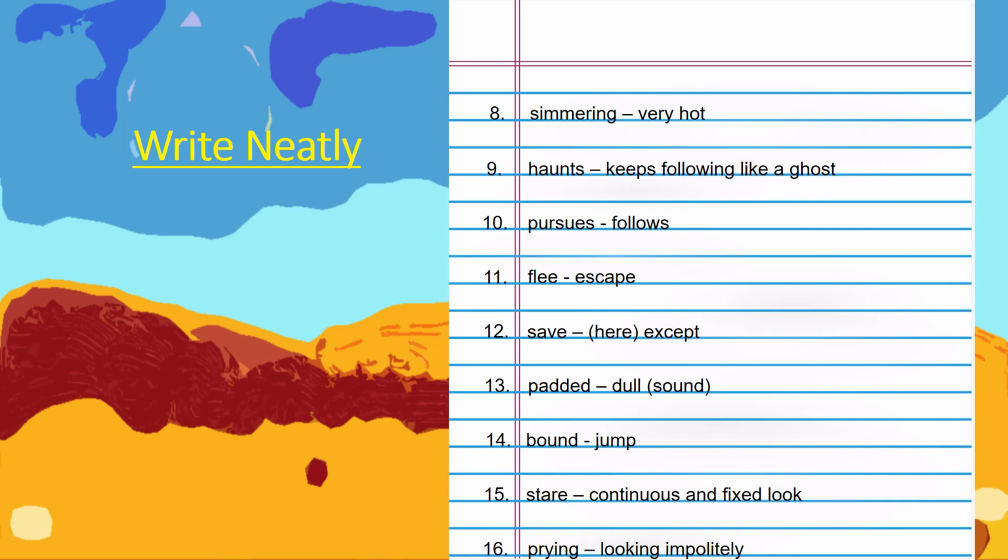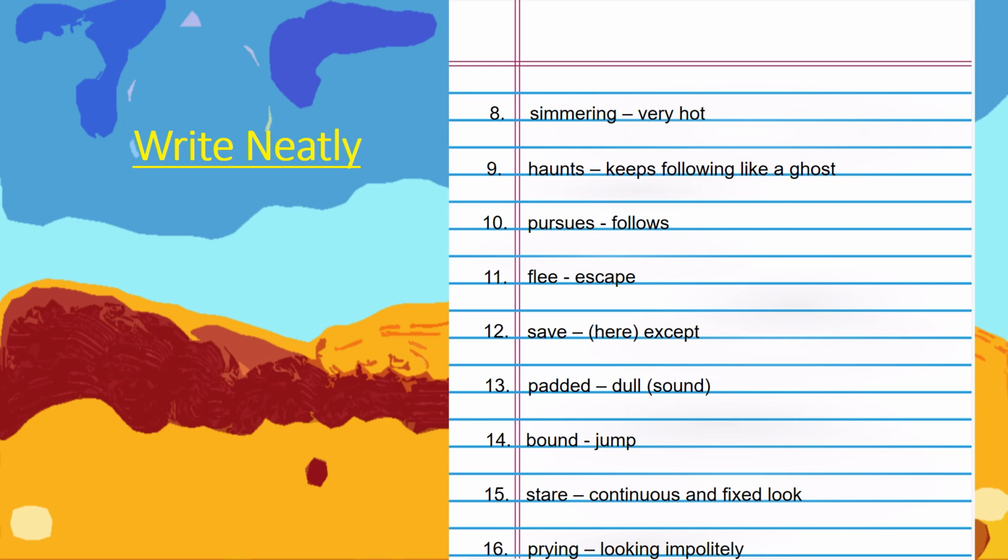I write very neatly and I start with word number 8 on the new side of the page. Simmering: very hot. Number 9, haunts: keeps following like a ghost. Number 10, pursues.